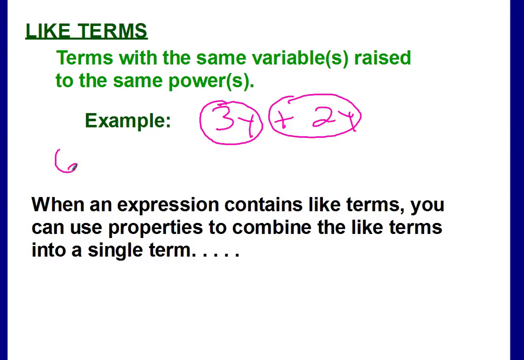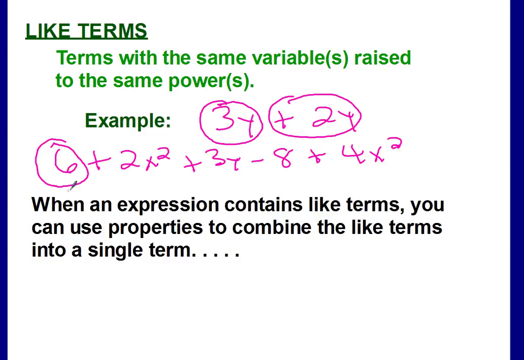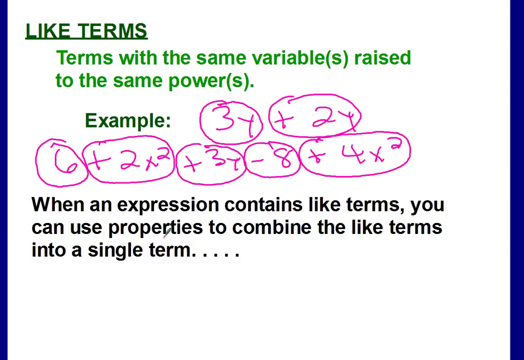If I have 6 plus 2x squared plus 3y minus 8 plus 4x squared, we're going to go and circle all of our terms. So the first one is a constant, it's just a number, 6. Our second term is a positive 2x squared. Then we have a positive 3y, a negative 8, there's another constant, and a positive 4x squared.